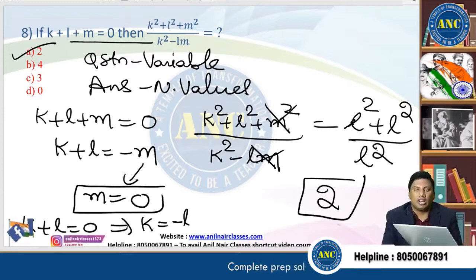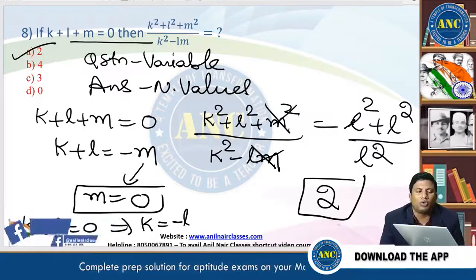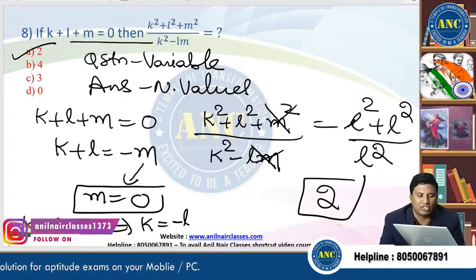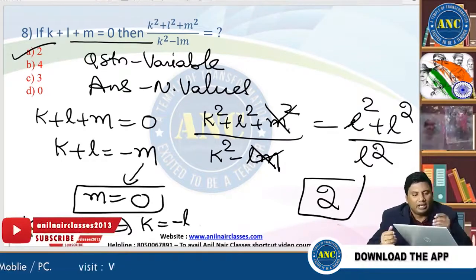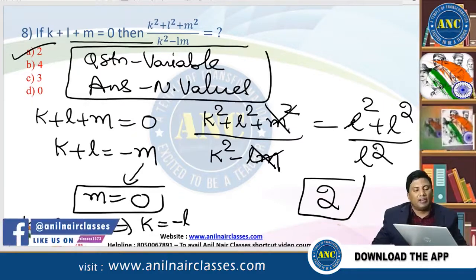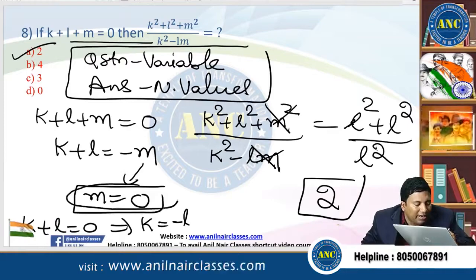One method that most institutes teach is to substitute some dummy values. What are dummy values? K value 1, M value 2, K value 2, L value 1, M value minus 3. Dummy values are not required. If the question contains variables and the answer contains numerical values, the best way to solve it is to make the dependent variable 0.